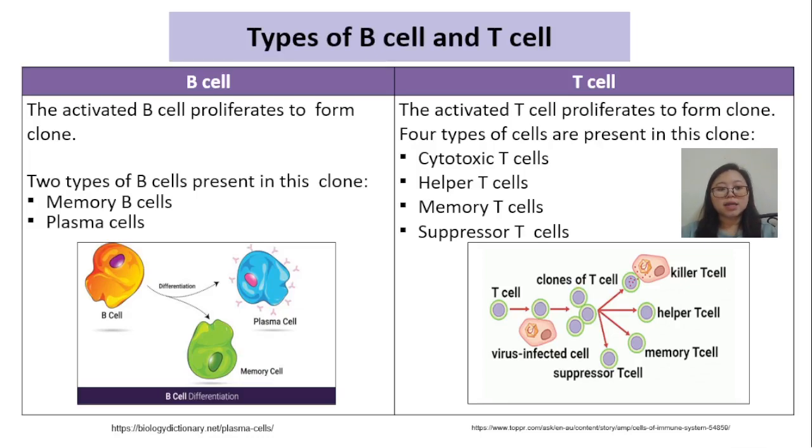For B cells, it will be activated and proliferate, and it will form clones. Clones of B cells can become one of two types.